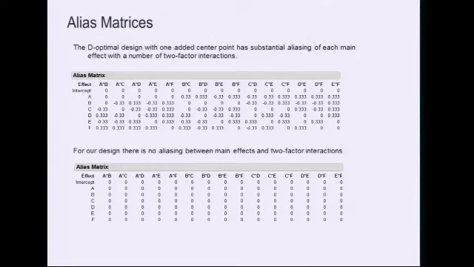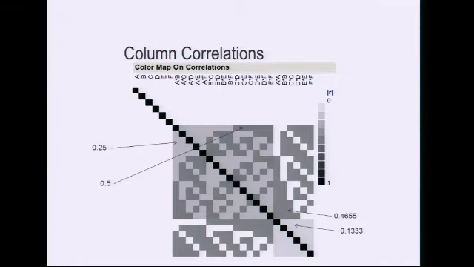The alias matrix, as I've shown you before: the top one is the Plackett-Burman design, the bottom one is the design that we're proposing. The column correlations have various flavors. The 2-factor interactions are either a quarter correlated or a half correlated, and the quadratic effects are 0.13 with each other, and 0.46 between quadratic effects and 2-factor interaction effects.